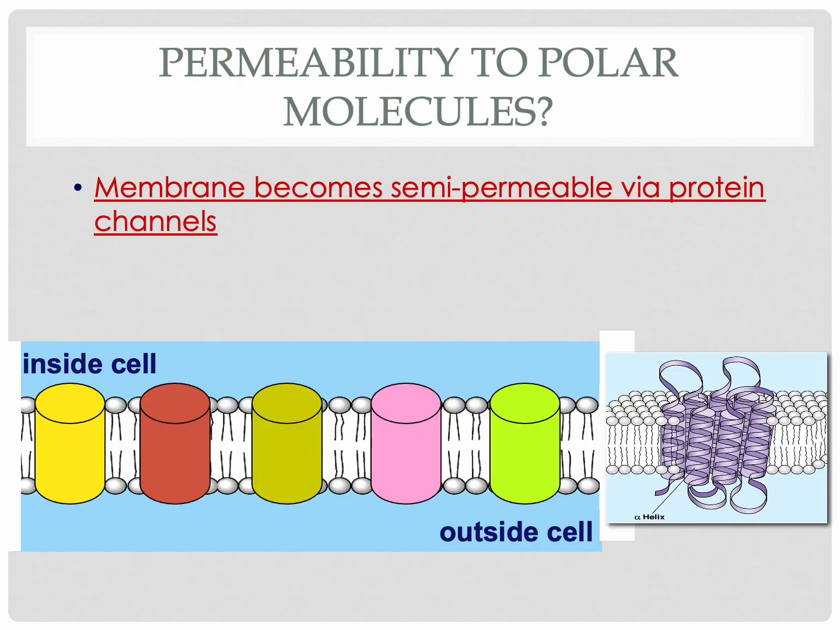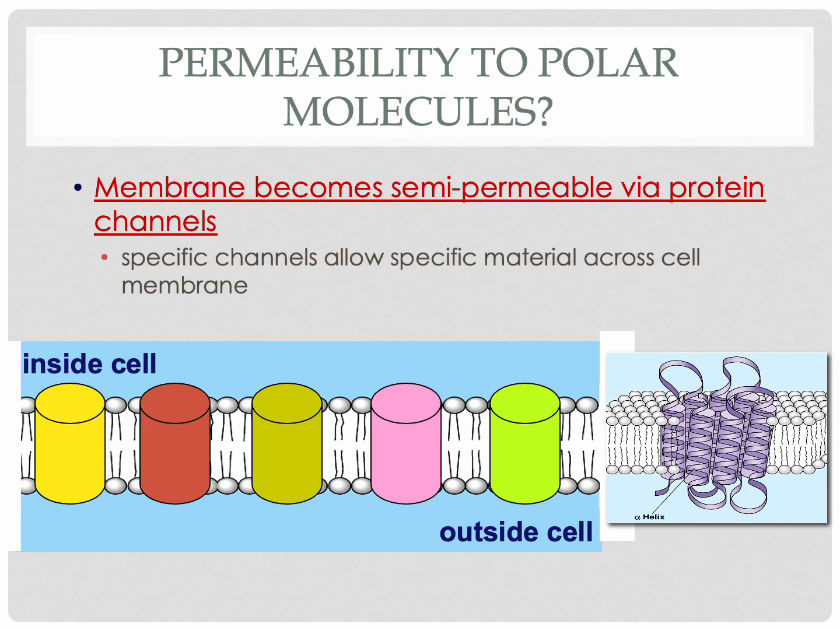Polar molecules are not able to move through the membrane. The membrane becomes semi-permeable by having protein channels. Each protein channel is a specific channel that allows specific materials to cross the membrane. Going from the outside of the cell inside, you would have sugar molecules, amino acids, and water. Moving from inside the cell outside, we would have salt and ammonia.